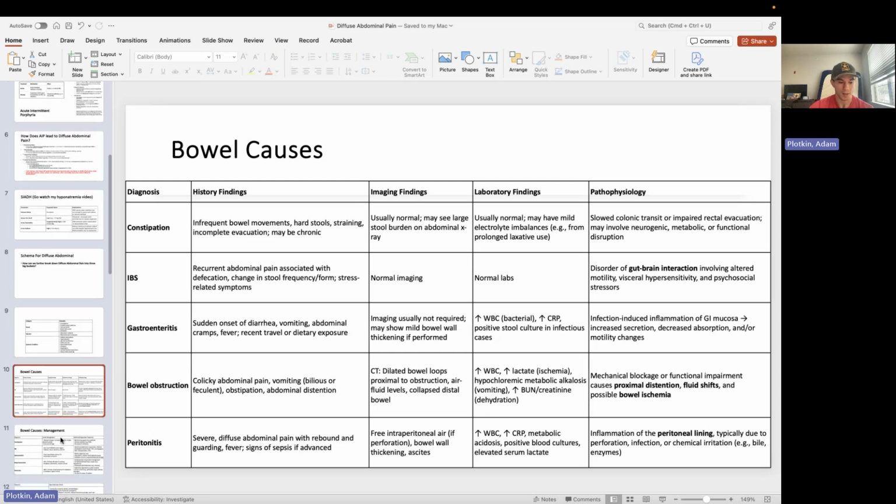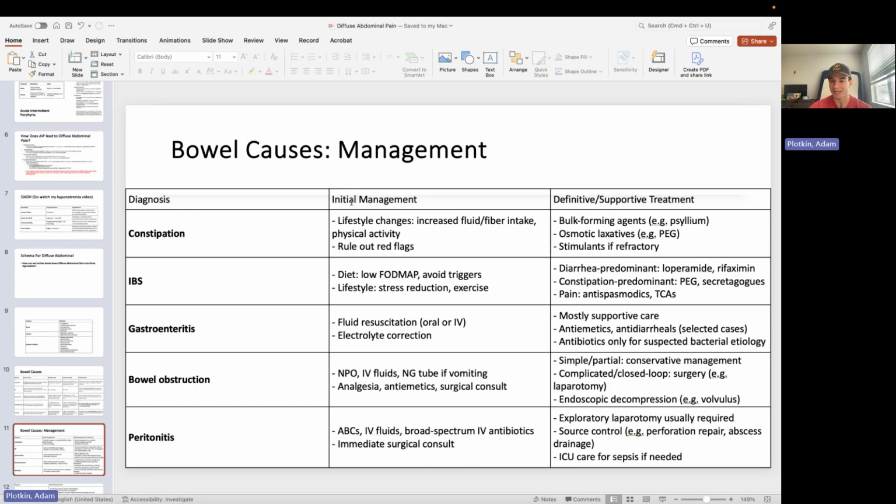All right. To manage, right, constipation, pretty easy. Lifestyle changes, so increase your fluid and fiber intake, and increase your physical activity. We've got to rule out any red flags that could be causing this constipation, like an obstruction or a tumor. Definitive support, right? We could use bulk forming agents like psyllium, osmotic laxatives like polyethylene glycol, and then stimulants if refractory. IBS, there's a lot of good data on the FODMAP diet.